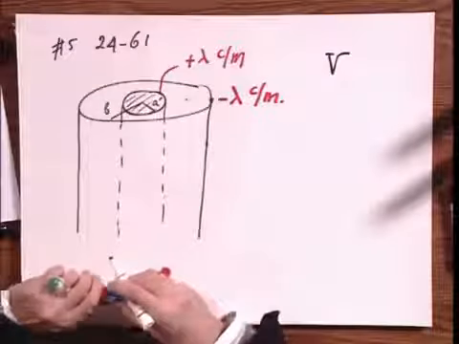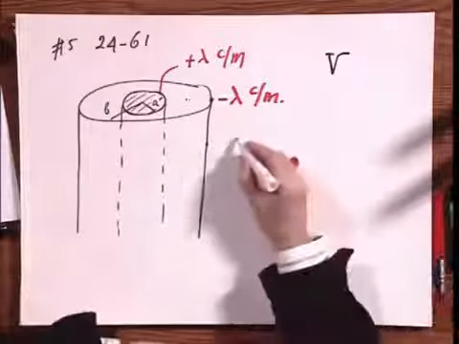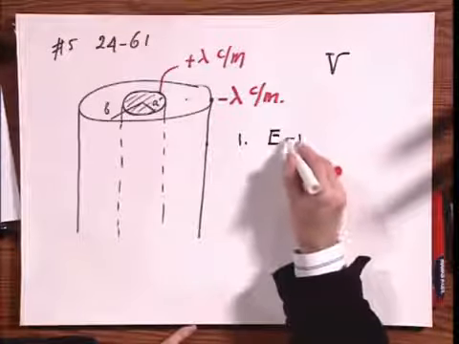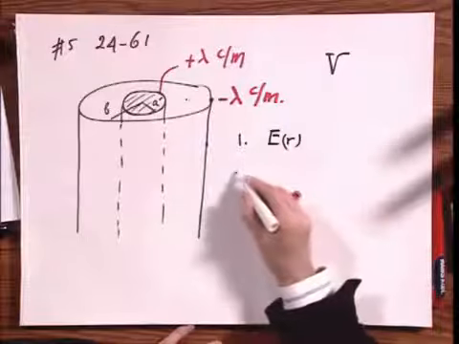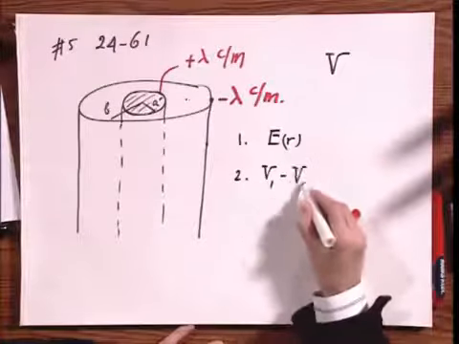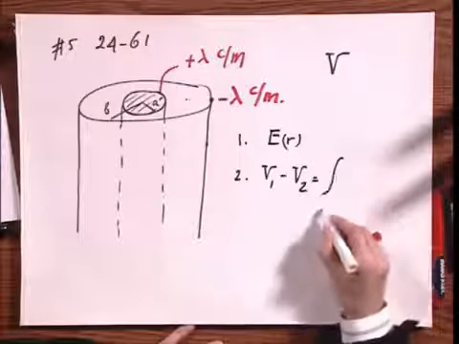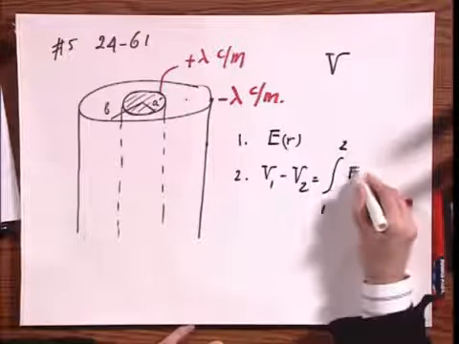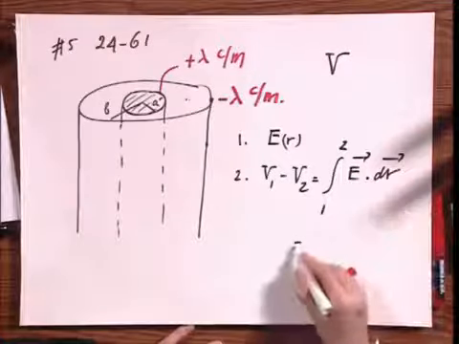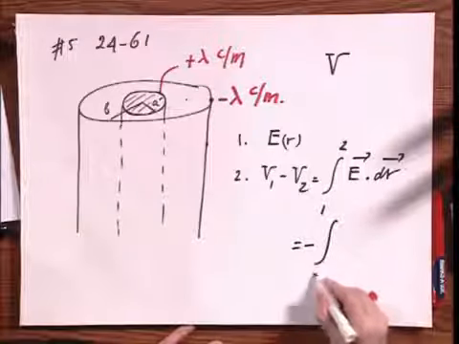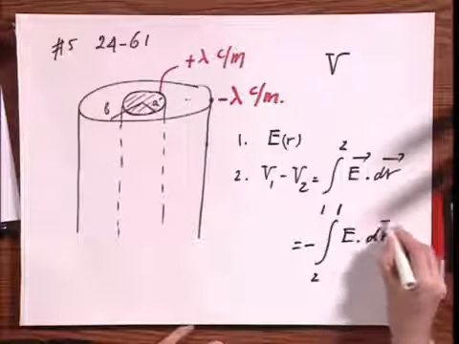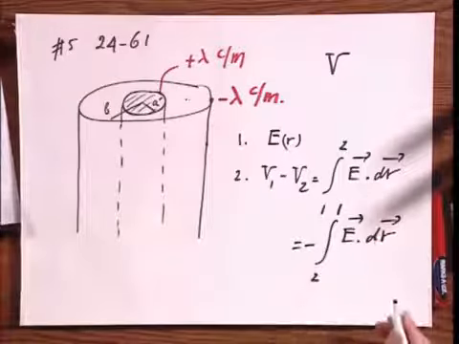The trick always is as follows. First, you calculate what the electric field is at any location r. And then the second thing you do is, you say V at position 1 minus V at position 2 is the integral going from 1 to 2 of E dot dr. And if you prefer the definition going from 2 to 1 with a minus sign of E dot dr, that will give you, of course, the same answer, whatever you prefer.